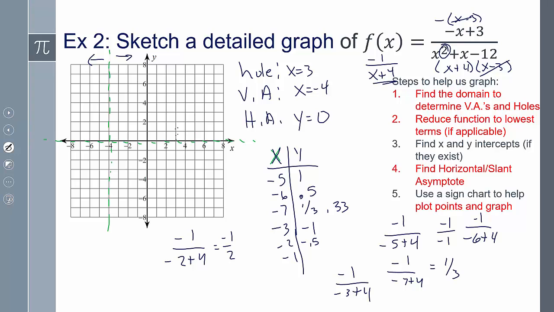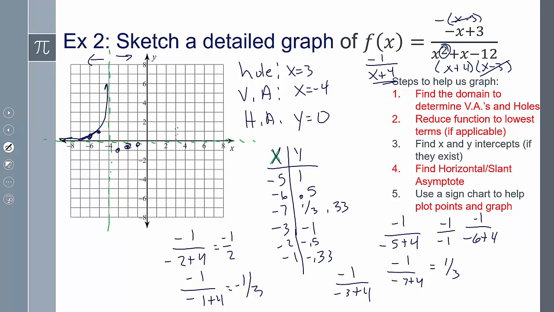And then if I plugged in negative 1, that's going to give me a negative third. So that's negative 0.33. So plotting it, at negative 5 is 1, at negative 6 is a half, at negative 7 is a third. Okay, so remember, when we draw it, they are hugging the asymptotes. And then at negative 3, it's negative 1. At negative 2, it's negative 1/2.